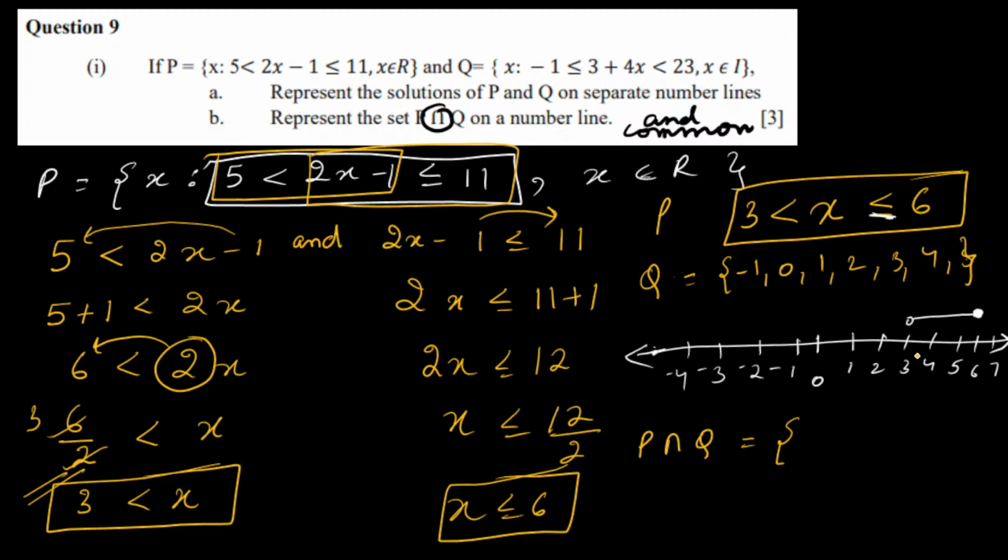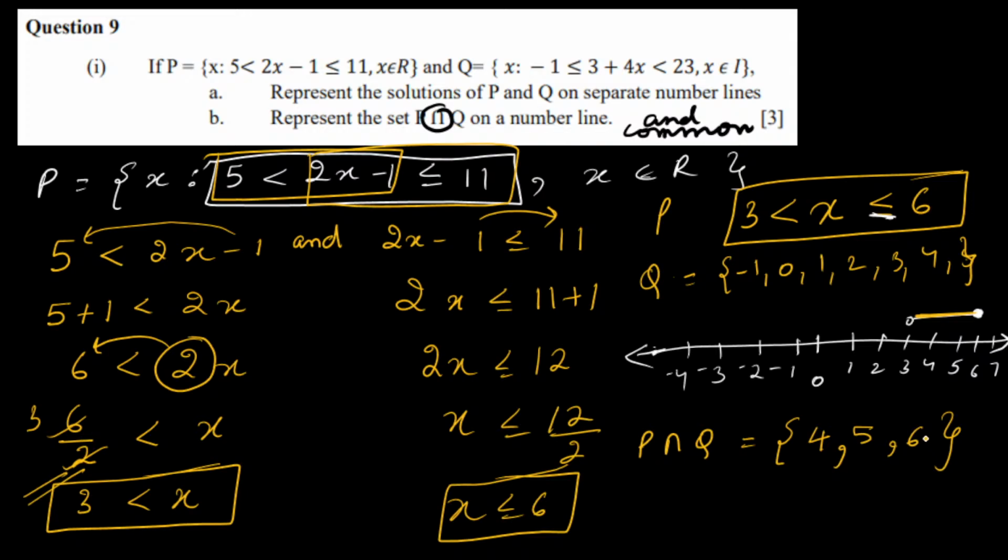3 and 4? Yes, so point 3. 3 is not there in P, see, it is not included. If equality were there, x greater than or equal to 3, then 3 would be included. So 3 is not included in P. It starts from 3, but it is not included. So what is common? 3 is not common. 4 is there, because in Q all the points from 3 to 6 are there. So 4 is also there, 5 is also there, and 6 is also there.